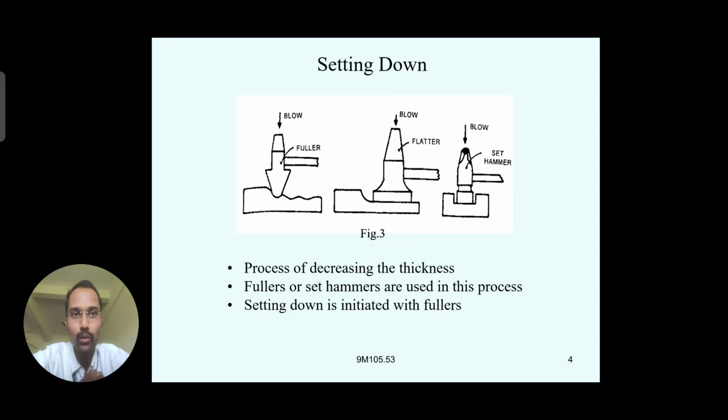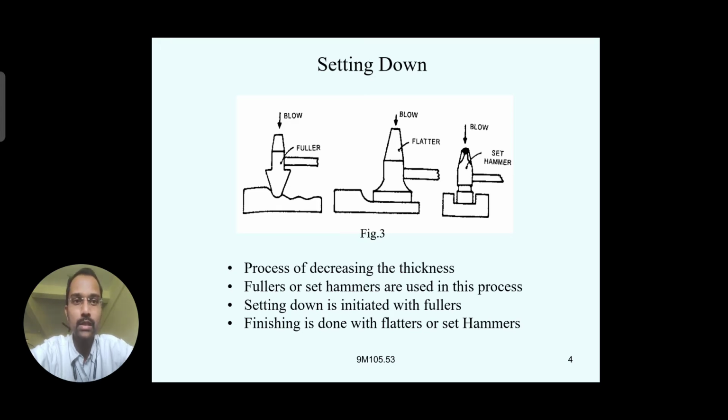It means how the process can be started, to decrease the thickness of the bar or any surface: we start with the fullers. Fullers are initiated first of all. Then, as the process continues, we go for the flatter tool, and the surface can be made flat with the help of the flatters, or in confined or smaller spaces, we can utilize the set hammers. So finishing can be done with these flatters and set hammers. So this is regarding setting down, where the process is to decrease the thickness of that particular workpiece.